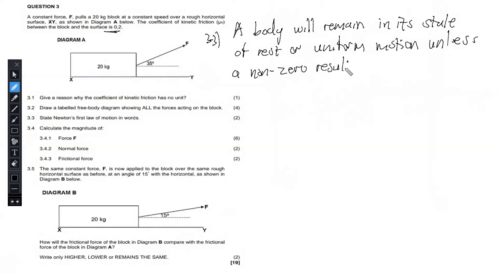A non-zero resultant force acts on it. Now, others might say an unbalanced net force. It's still the same thing. If you say non-zero or unbalanced resultant force or unbalanced net force, that's still one and the same thing. A body will remain in its state of rest or uniform motion unless a non-zero resultant force acts on it, right? Okay, then that's our Newton's first law.